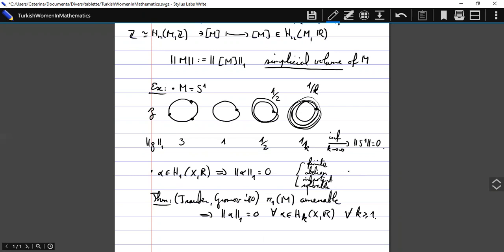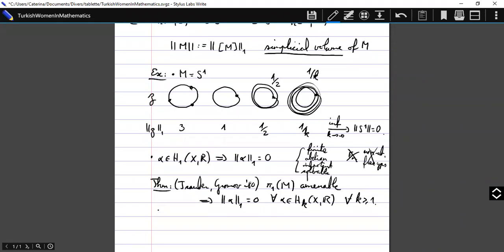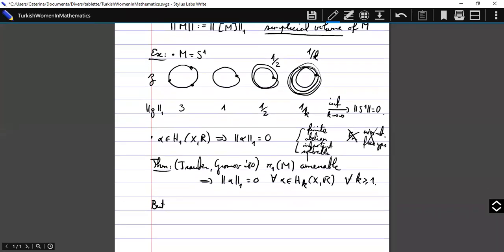Groups that are not amenable are non-abelian free groups. These are not amenable. Okay, so this invariant, the simplicial volume, the L1 norm, vanishes when the fundamental group is amenable. Okay, for now we have only seen vanishing results. So luckily for the theory, we also have non-vanishing results.